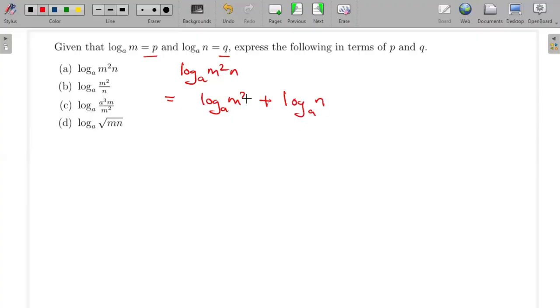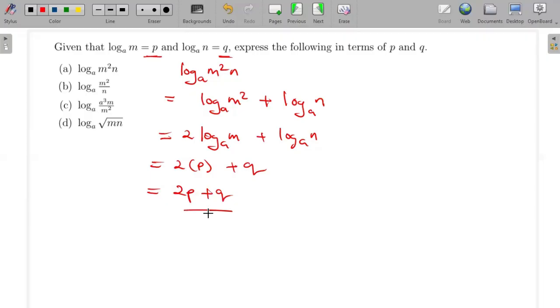N, like that. And then here I can drop that 2, so that I have log a of m, and then plus log a of n, like that. So this here is going to be my log a of m is just P. So there I'll replace P. And then log a of n is just Q. So there I'll replace Q. So this is just equal to 2P plus Q, like that. Okay, so this is how you would find this one. All right, let's do the next one.